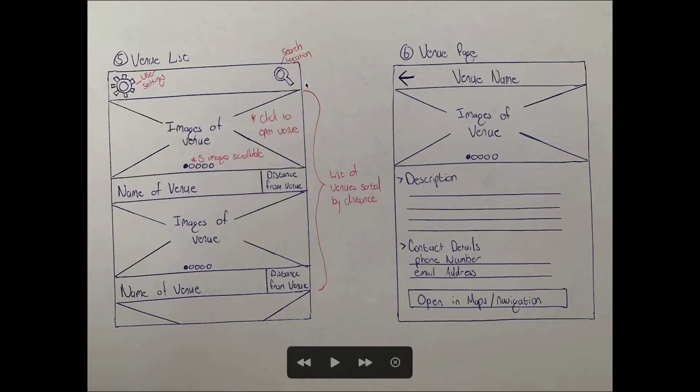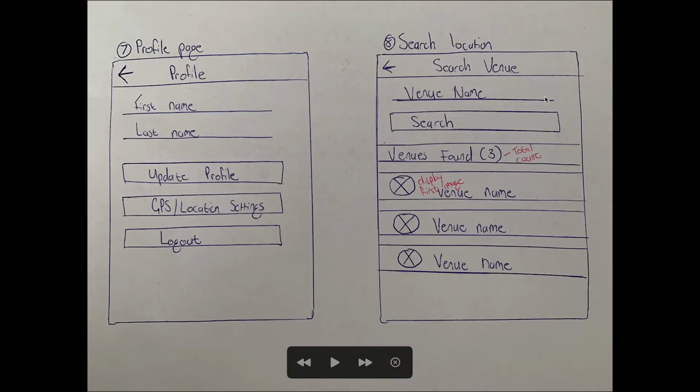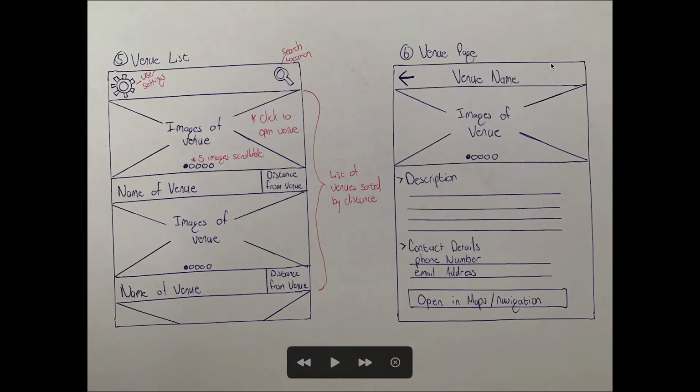And then the last page will be your search location. If you click search location, it'll then pop up with an input field where you can type in your venue name. You can click the search button and it'll then display all the venues that are found that match your search field. And you just click on one of these venue names and it'll open up the venue page.